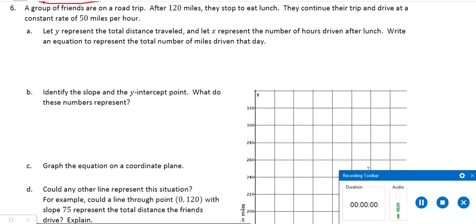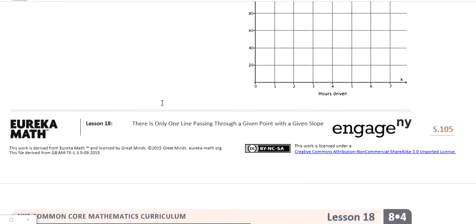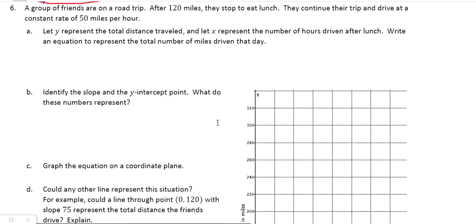This video is on exercise 6 from lesson 18 in the grade 8 module 4 book, so it's on page 105. It says a group of friends are on a road trip. After 120 miles they stop to eat lunch. They continue their trip and drive at a constant rate of 50 miles per hour, just 50 miles per hour.